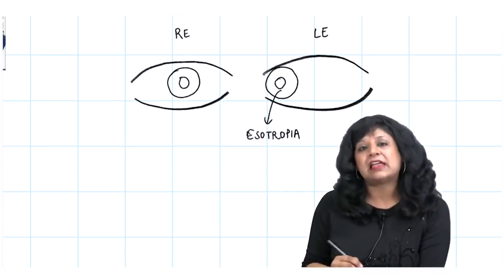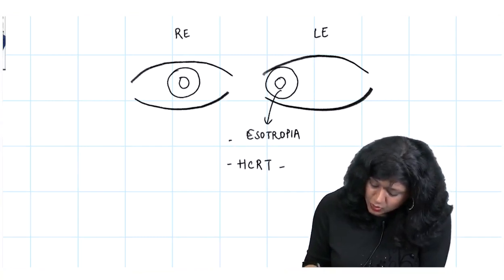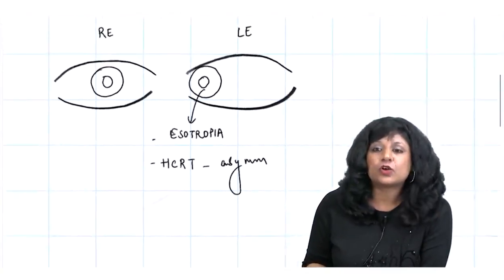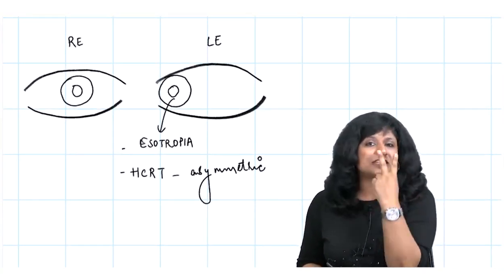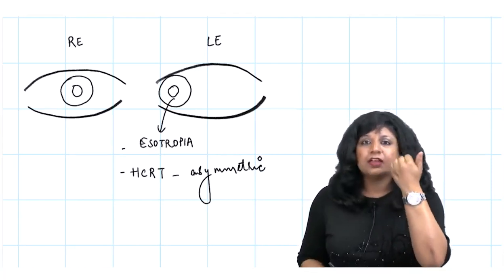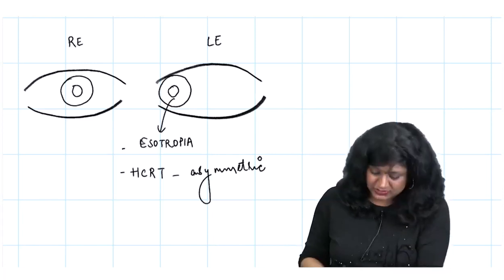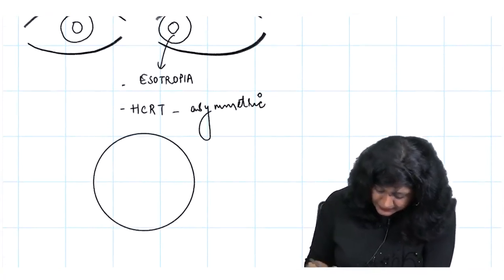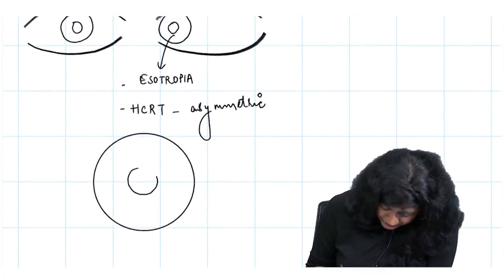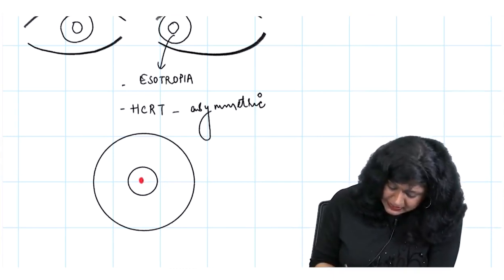Because the eye is moving in, you will get this Hirschberg corneal reflex test also to be asymmetric. When you see the corneal reflexes, obviously both reflexes will not be evident in the center because one of the corneas has moved in. So the pupillary reflex will be shifted, and how do you diagnose it? We will revise that also. Suppose this is your cornea and this is your pupil, like this. Normally the reflex should be present in the center.